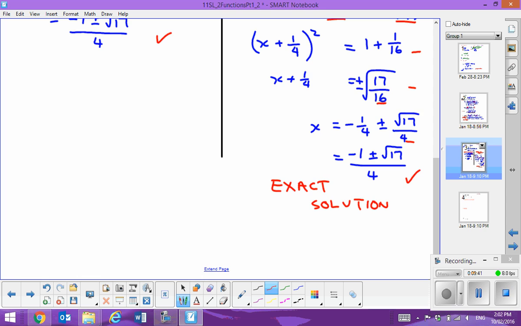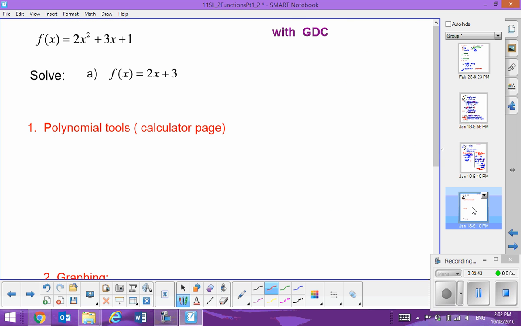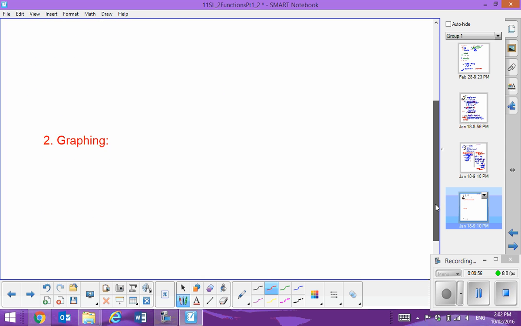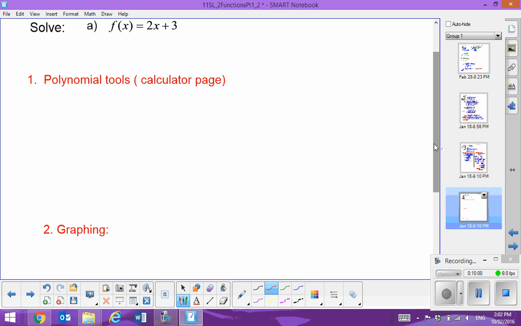Let's now have a look at using your calculator. How would you do this with your calculator? So we're going to look at this in class and run through this, showing you how to do this with your polynomial tools and then by graphing, and then we'll look at this last example. So let's leave it there, and then we will do this in class. Don't forget to have your calculators with you.